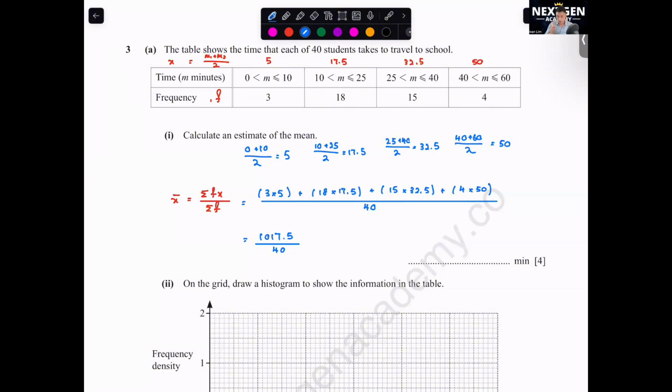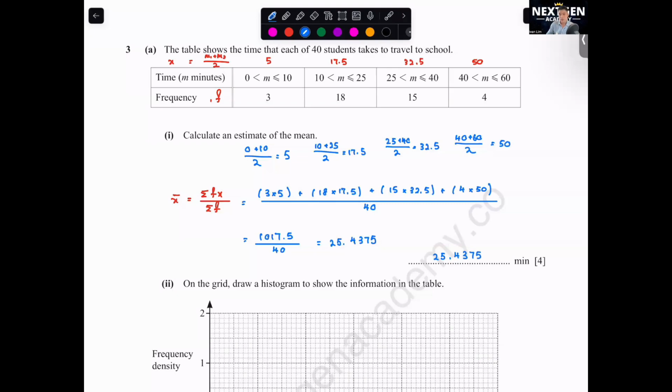All right, final answer, how do we present it? The final answer when you type in the calculator is 25.4375. Do I round it up or do I write all the values down? Round up to 1 decimal place? No. When you do mean, you have to remember this. If it's a terminating decimal, it doesn't matter how many decimals you have over here, as long as it's terminating, you write down all the value. If you round it up, minus 1 mark.